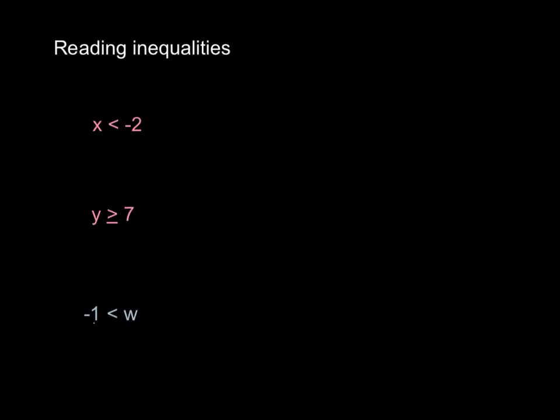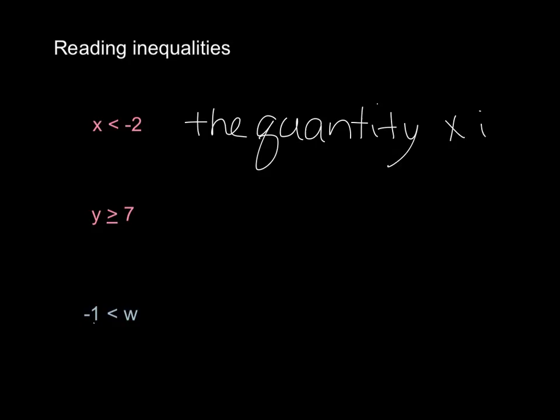So let's read these inequalities. Now the variable stands for any quantity. So the quantity is less than -2. So we're going to write this out. The quantity x is, and this little symbol means less than -2. So it says x is less than -2.